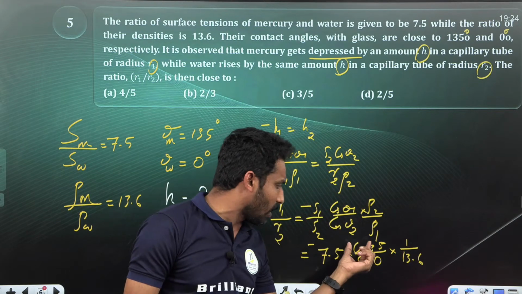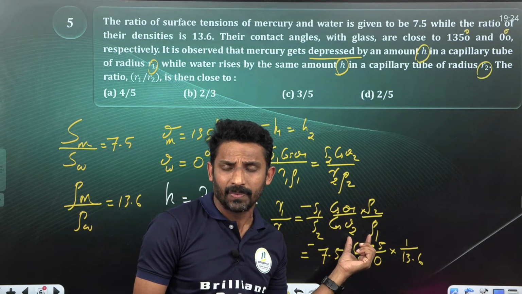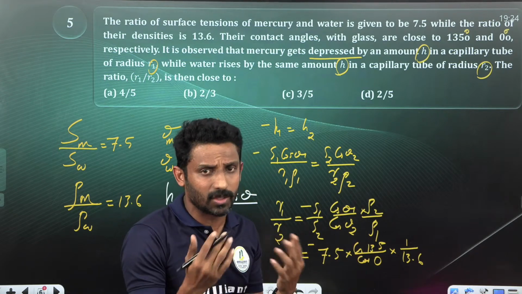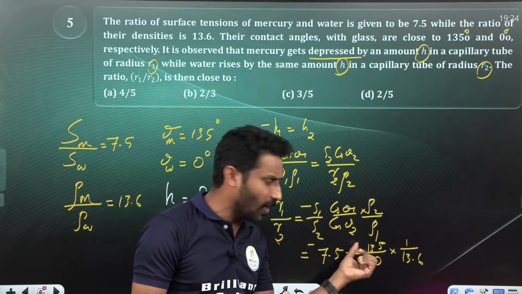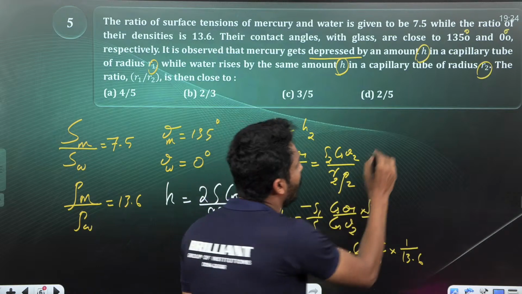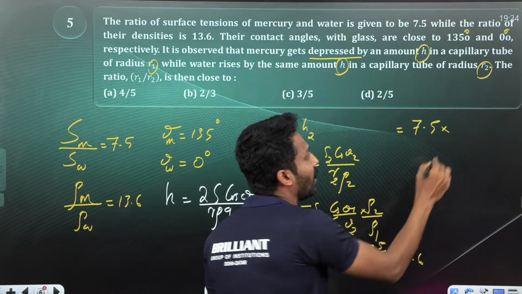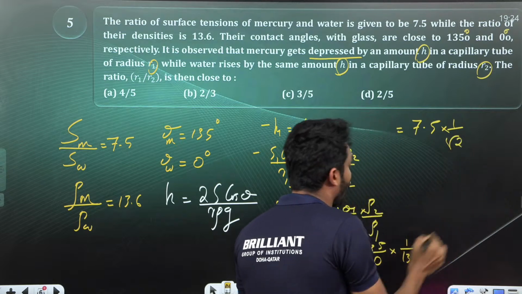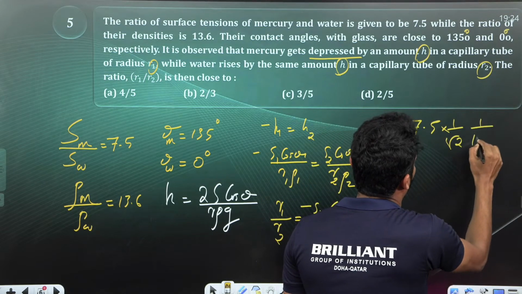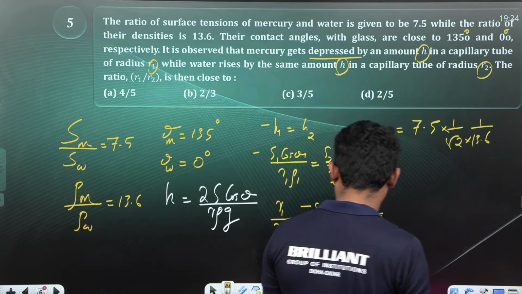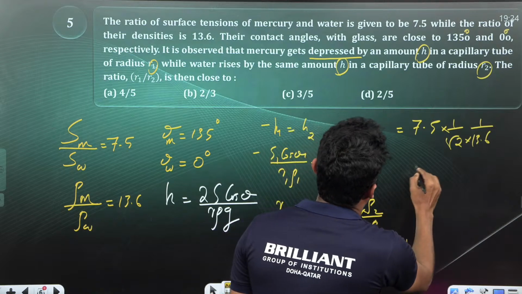Now remember, cos 135 is minus cos 45. Cos of 180 minus theta is minus cos theta. So this is minus cos 45, and minus minus is cancelled. This is equal to 7.5 into cos 45, which is 1 by root 2, divided by 1, into 1 by 13.6. Clear? This is our answer.